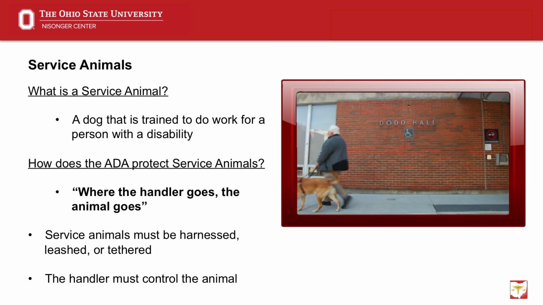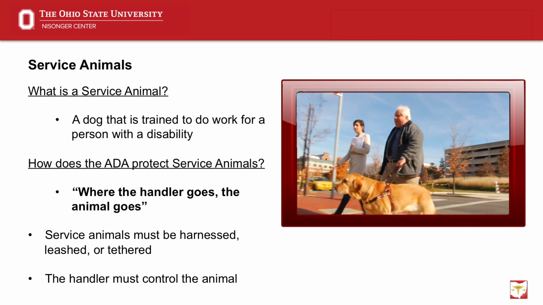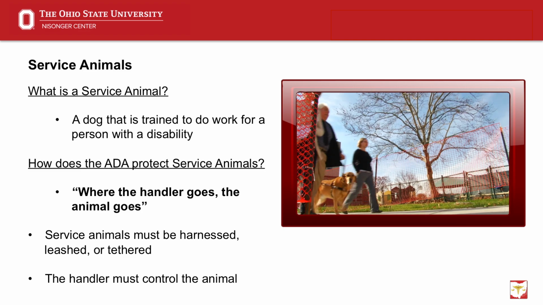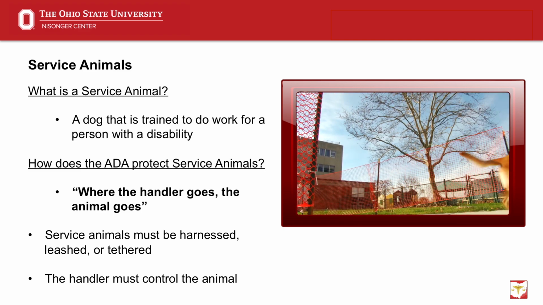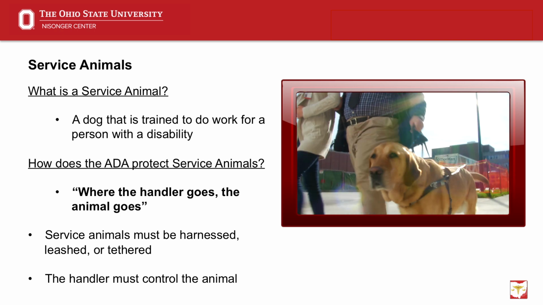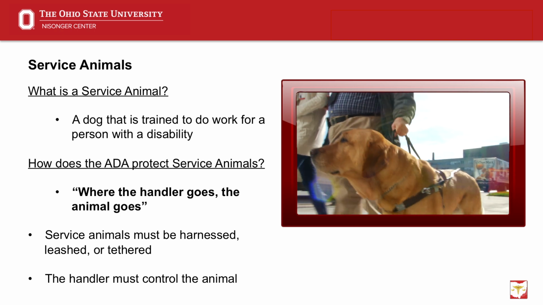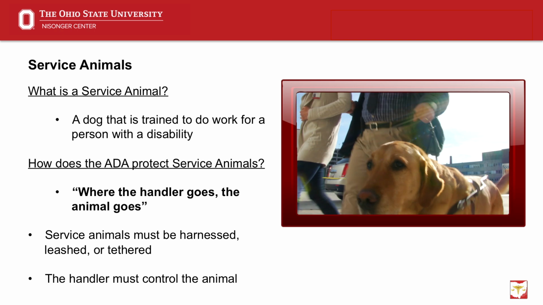Keep in mind that people with visual impairments are not the only people who use service dogs. For example, service dogs may be used to alert a person with significant hearing loss when a sound occurs, or to assist a person with epilepsy during a seizure.